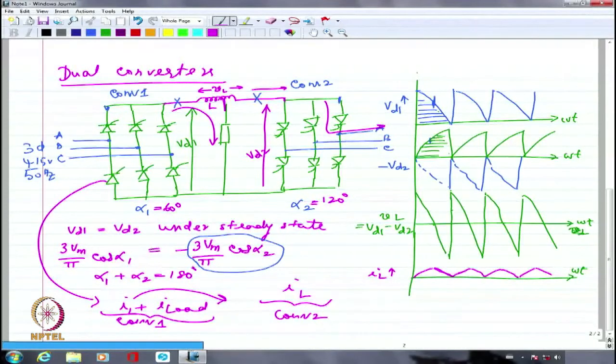Now, if I want the current to flow in the opposite direction. Yes? If converter 2 is supplying power, how can you have alpha greater than 90? You just cannot. If alpha is greater than 90, it can only do one job. It can take the power from the DC side and feed it. It cannot really supply the power. Rectifier can supply the power from the AC side to the DC side. Inverter can supply the power only from the DC side to the AC side, not otherwise.